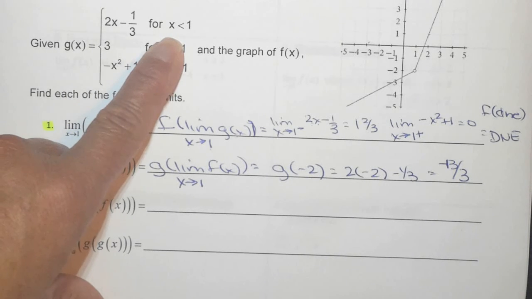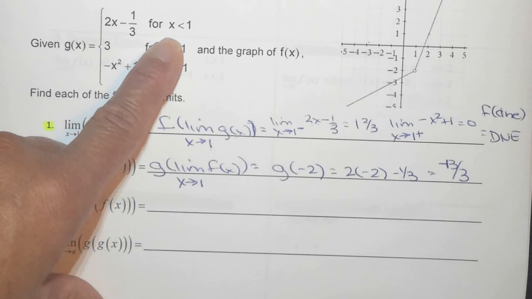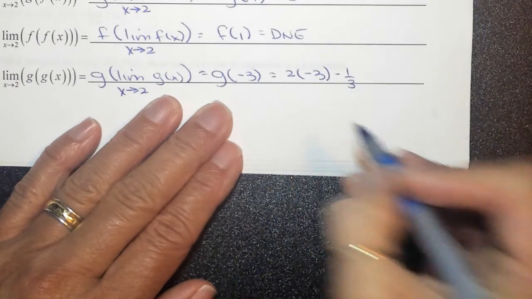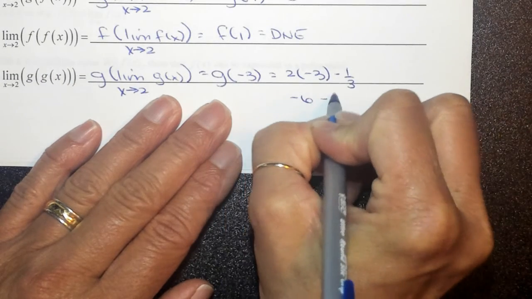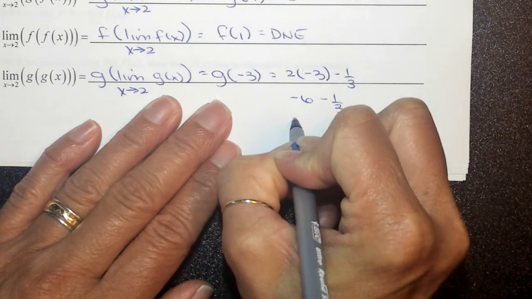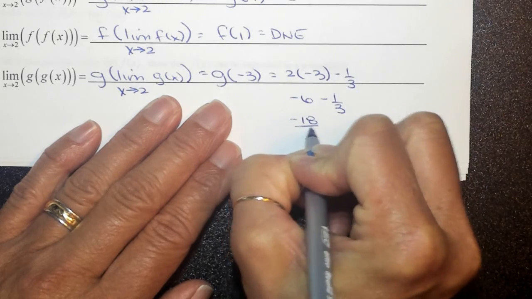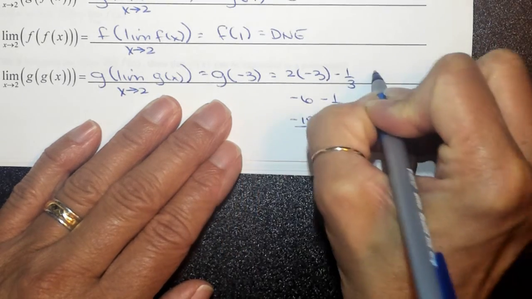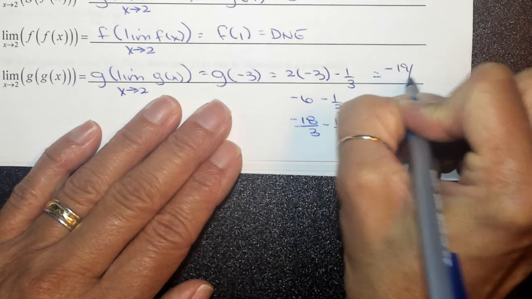It's the top. So I'm going to plug in 2 times negative 3 minus 1/3. So that's what I plugged in here. So this gives me negative 6 minus 1/3, or common denominator would be negative 18 over 3 minus 1/3. So this answer is negative 19 over 3.